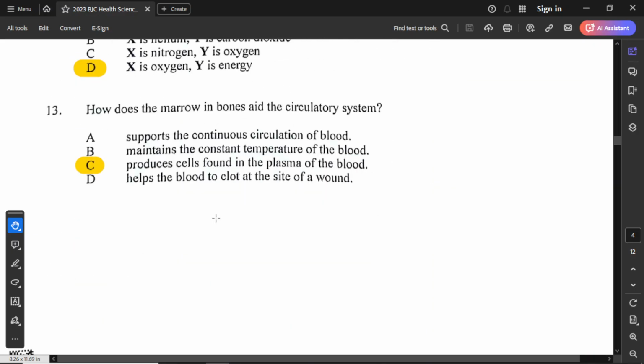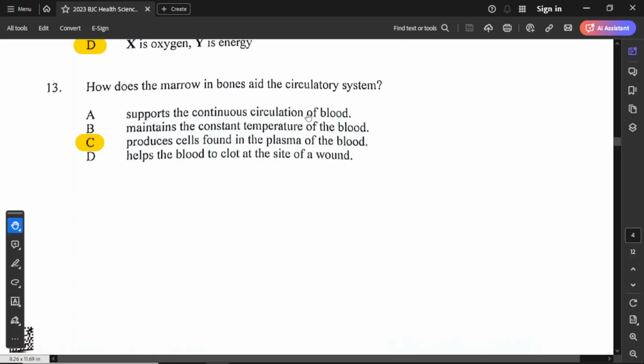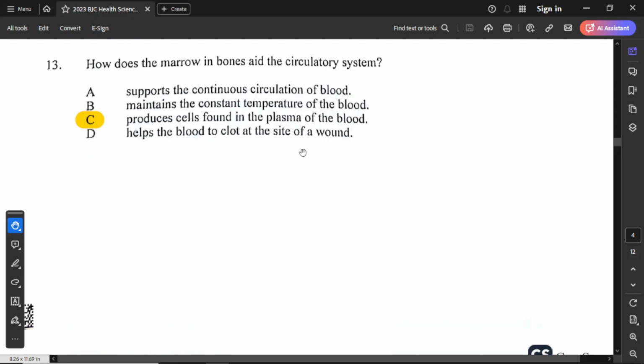For question number 13, it said how does the marrow in the bones aid in the circulatory system? The marrow of bones will produce blood cells. Notice option C says produces cells found in the plasma of blood. The cells we find in the plasma of blood, we call those blood cells. And of course, you should know the different types of blood cells: red, white, and platelets.